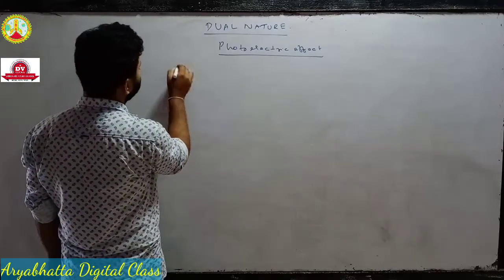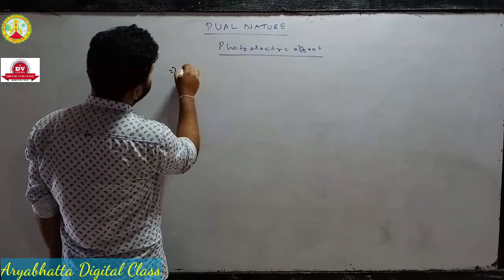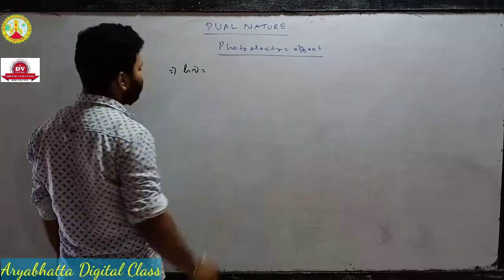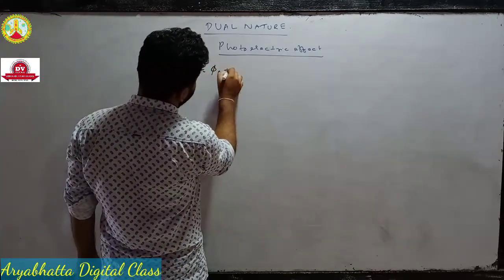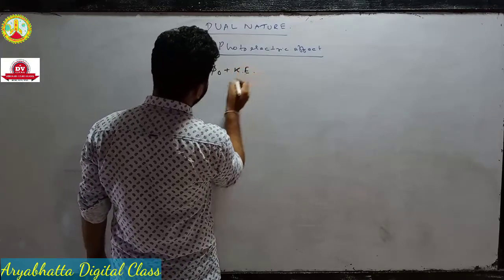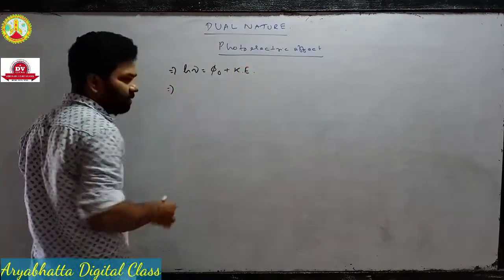तो Einstein's equation क्या था कि h nu is equal to phi naught plus K E. लास्ट क्लास में हम लोगों ने डिराइव किया था. तो फ्रॉम हियर वी गॉट दिस वन इम्पॉर्टेंट रिलेशन.